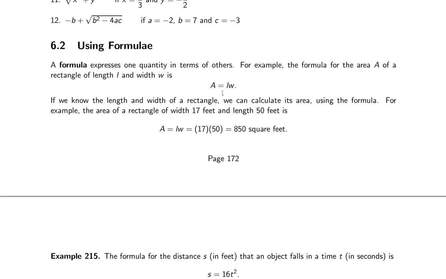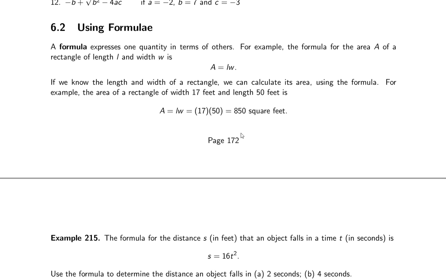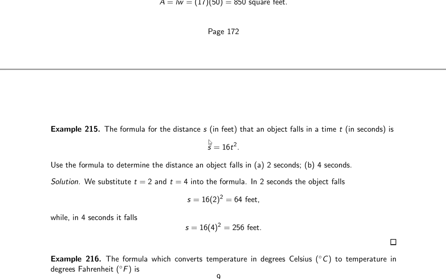Okay, same formula here. Area of a rectangle. This formula, s equals 16t squared. So what is this for? This gives the distance in feet that an object falls in a time t, measured in seconds. S equals 16t squared, right?